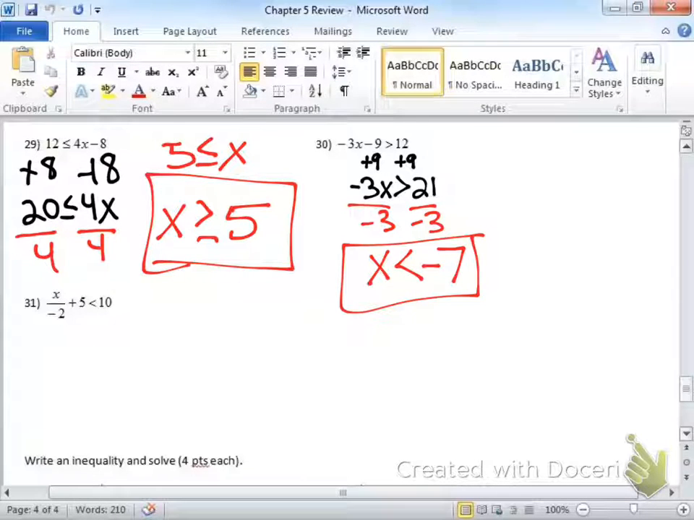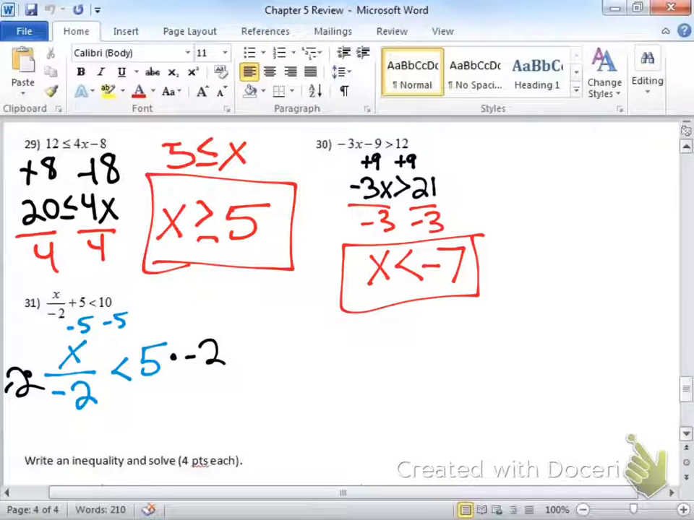Alright, last problem for my two-steppers. I start by subtracting 5 from both sides. That gives me x over -2 is less than 10 minus 5 gives me a 5. Another tricky step, I'm multiplying by a negative, so what do? Switch it. Now x is greater than, and I end up with a -10.